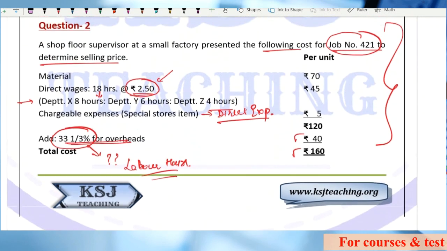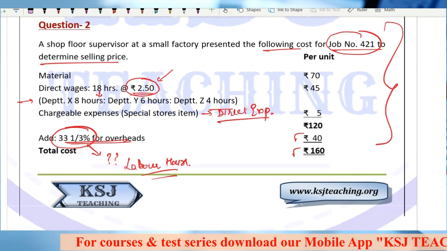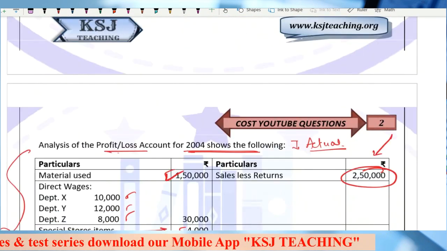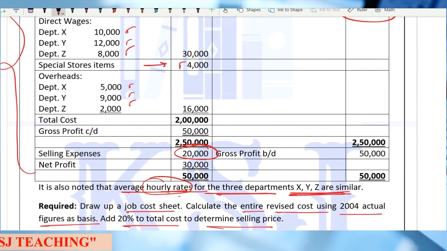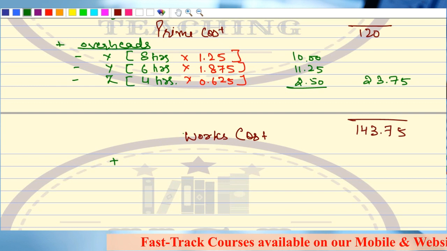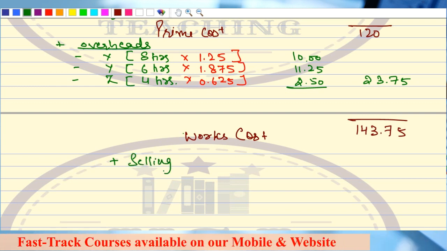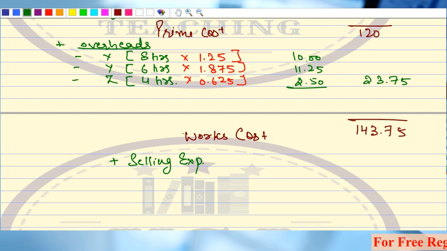Now, what else has he taken? Sir, he has taken nothing else. He says direct wages, direct labor, overheads, total cost, end of the question. But if you check the actual data, there were selling expenses also. So sir, that means for this particular job also, we must have incurred some selling expenses. So we have to take the selling expenses here. Add selling expenses. But sir, the problem is that we do not know any rate. We do not know what the selling expenses are for this particular job.